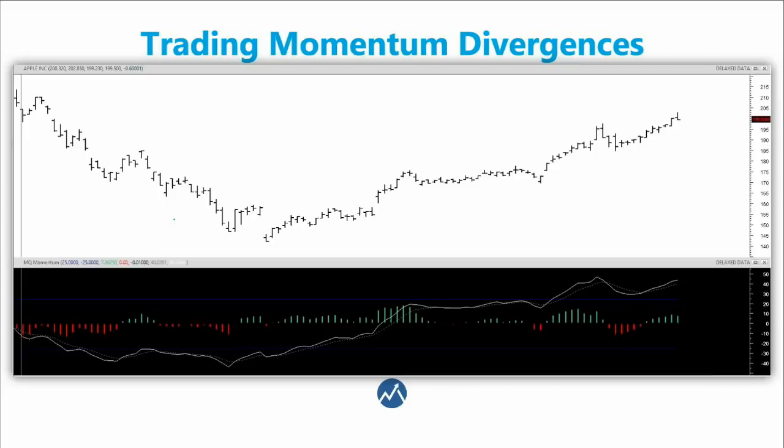But what do we see happen down near the bottom? This is where we start seeing a divergence occur. Now, a divergence, all that's telling us is that price action and momentum are no longer in agreement. So we see price continuing to go lower highs and lower lows, right? But what do our indicator lines start doing?